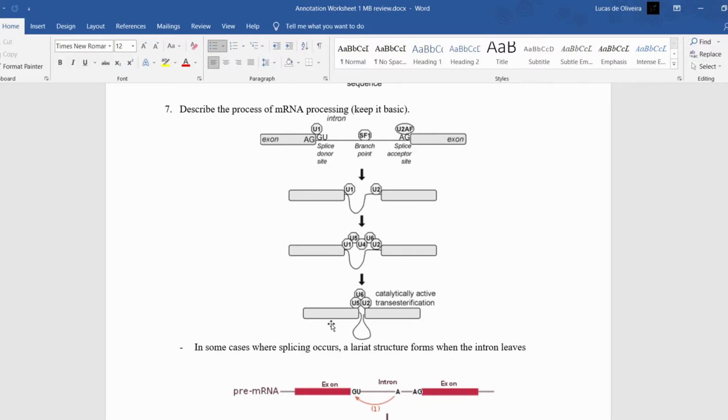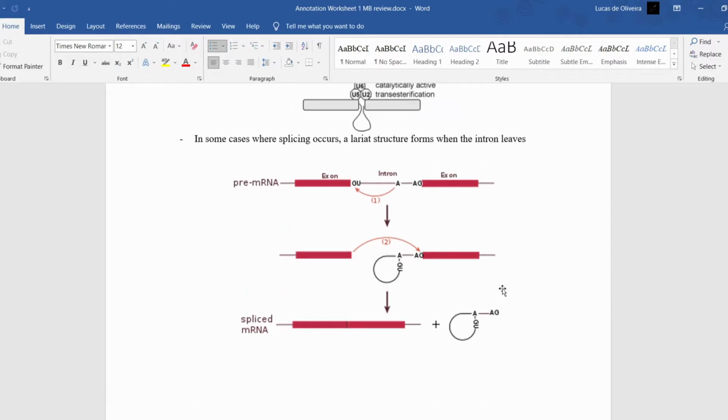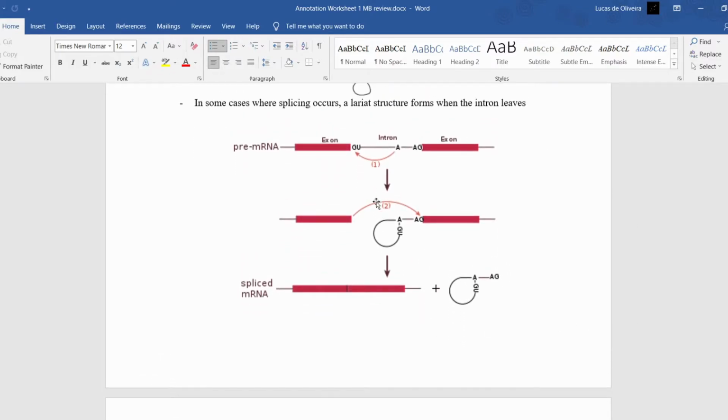Sometimes the introns just leave as a straight line. Oftentimes you also see a lariat structure form, which is when the 5' splice site will attach onto the branch point A, or vice versa, I forget. And then it forms this little loop-de-loop. Then the 5' splice site attacks the 3' splice site, and then the lariat gets broken off, and the exons are joined together. So yes, I recognize this is a little bit detailed and pedantic.